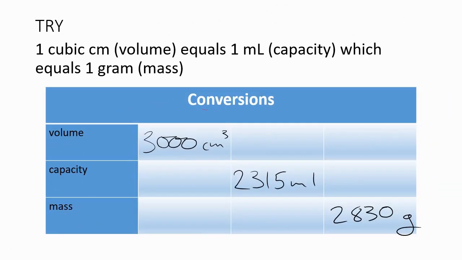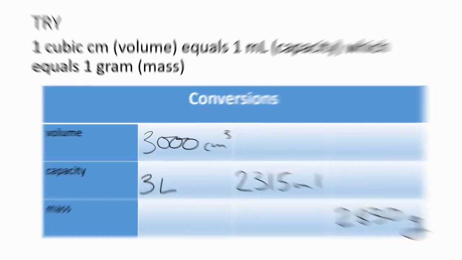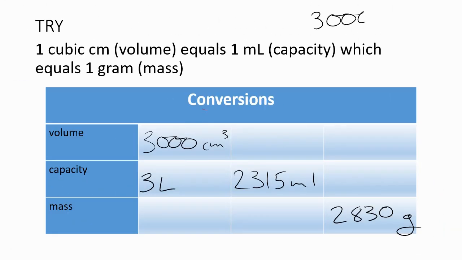Okay, I hope that you pause me. Let's answer this. There's a couple of ways you could have answered this. The simplest answer was probably 3 liters, but you could have also written down 3,000 milliliters would have been perfectly acceptable. Mass, you could have written down 3 kilograms, but you could have also written down 3,000 grams. That's acceptable.